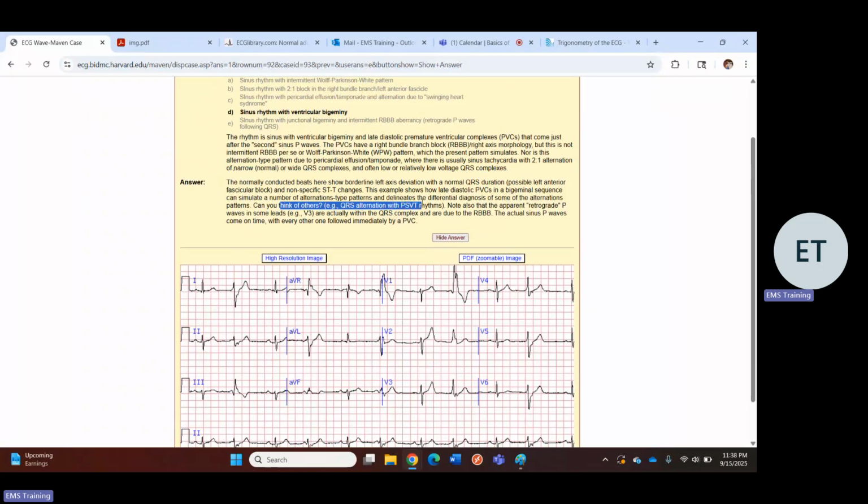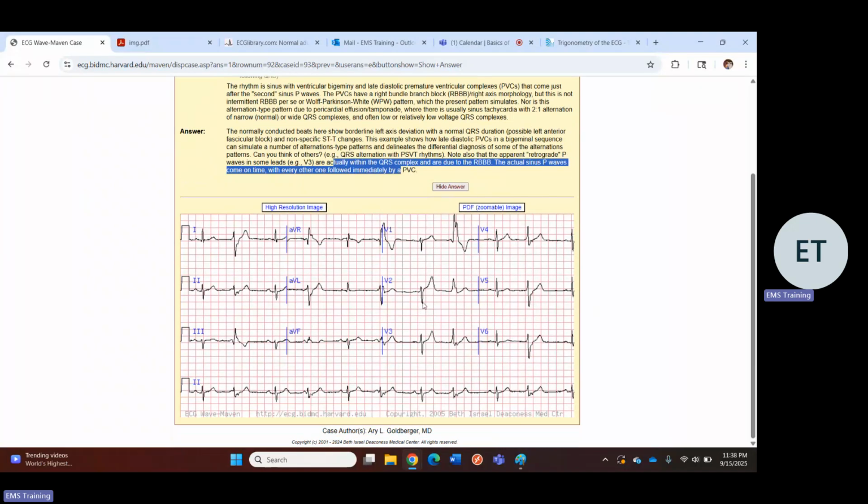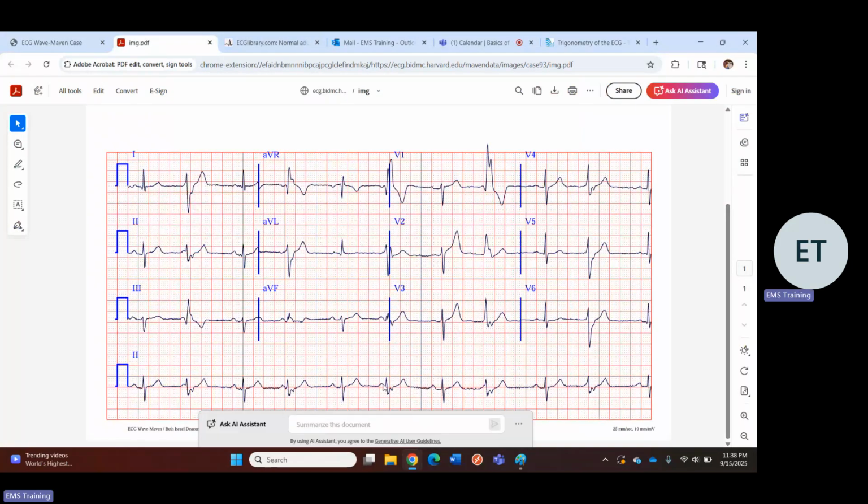QRS alternation with paroxysmal supraventricular tachycardic rhythms. Note that the apparent retrograde P waves in some leads, like lead V3, right there, are actually within the QRS complex and are due to the right bundle branch block. The actual sinus P waves come on time with every other one followed immediately by a PVC. Yes, we did see that. See, it's really close. But it still is, this to this is still all the same interval.